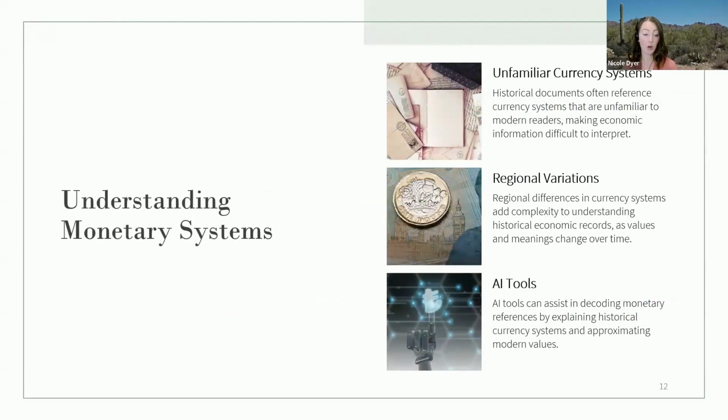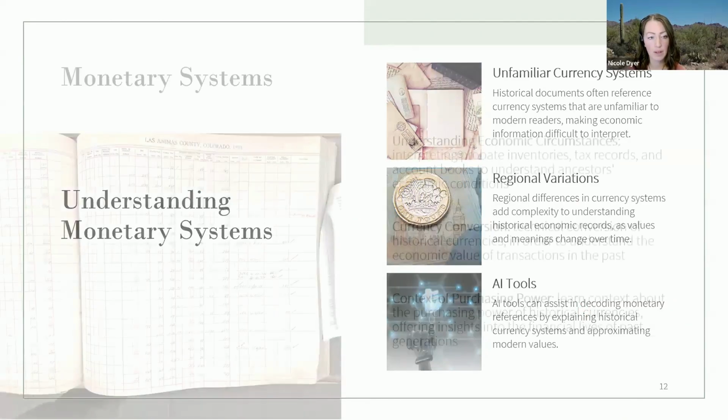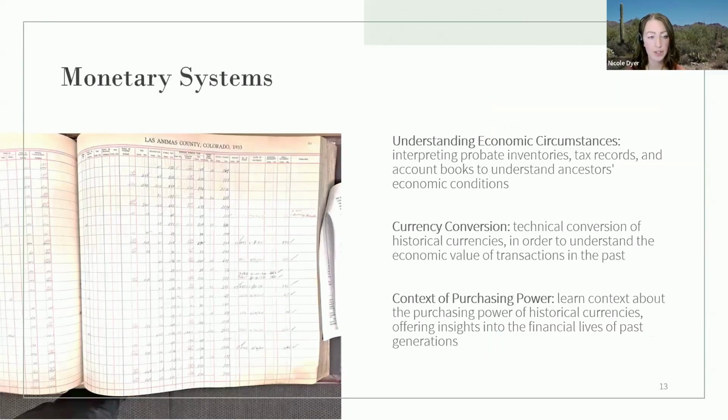So speaking of paying for something with tobacco, sometimes we need to understand different monetary systems, and we might see unfamiliar currency that we've never seen before, making it hard for people to interpret. Various regional differences in currency systems can also add complexity, but we can use AI to help us with that. Another thing is monetary systems. So, currency conversion, also thinking about economic circumstances.